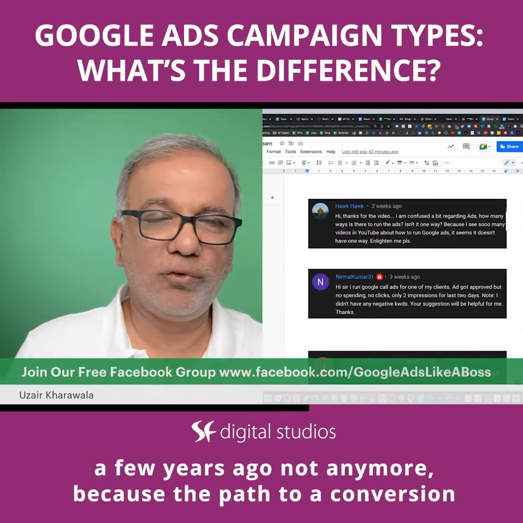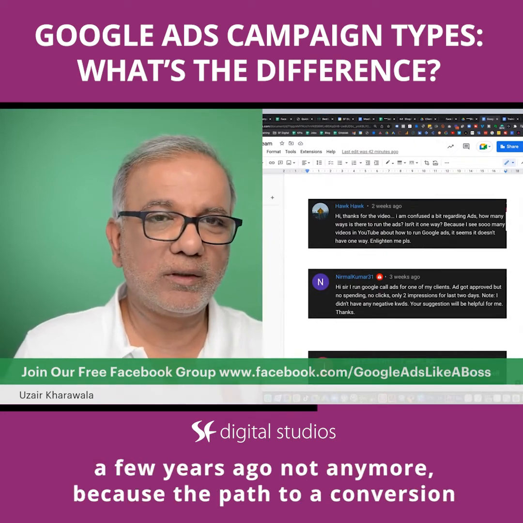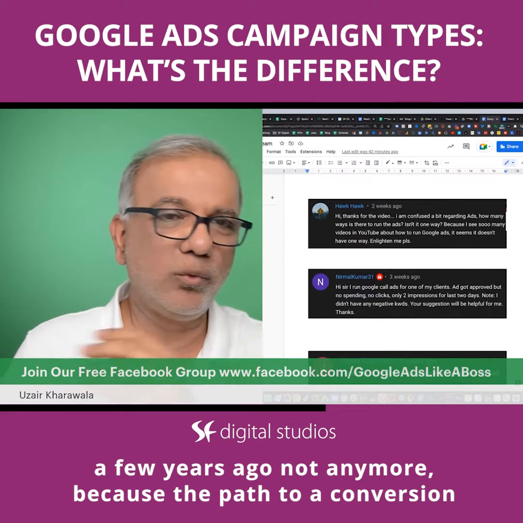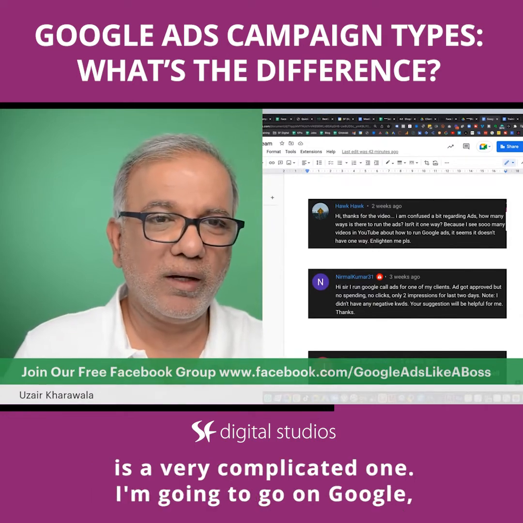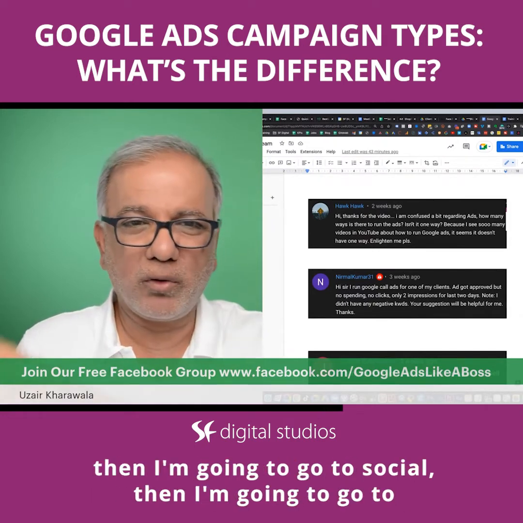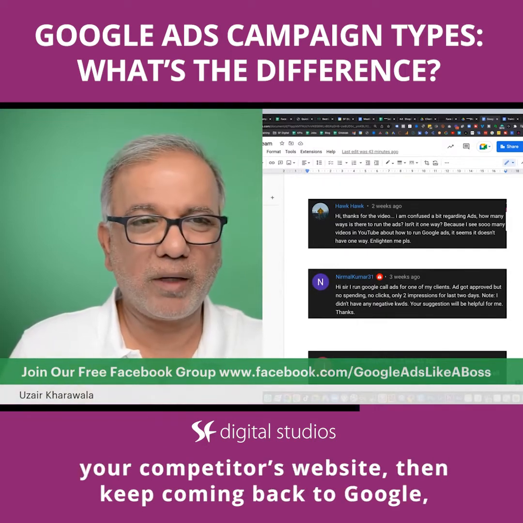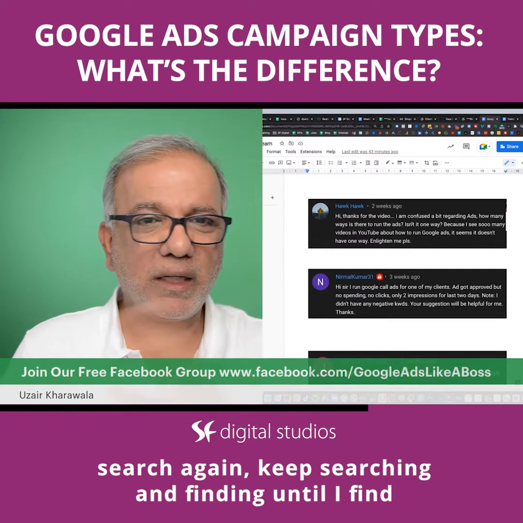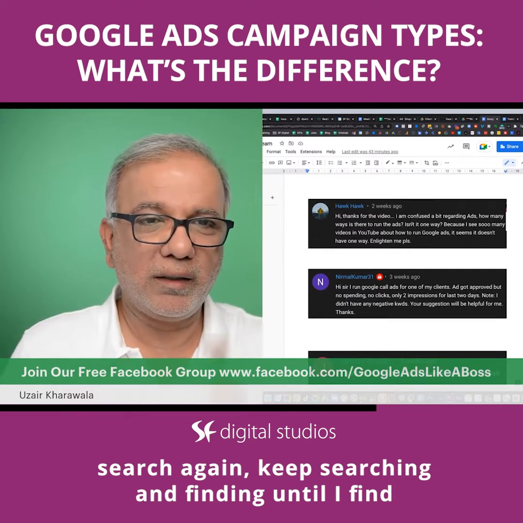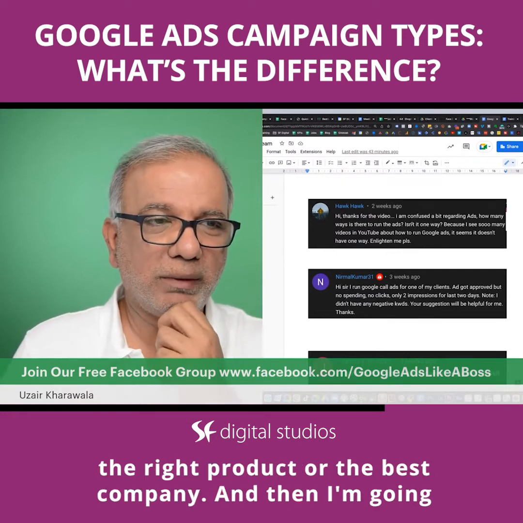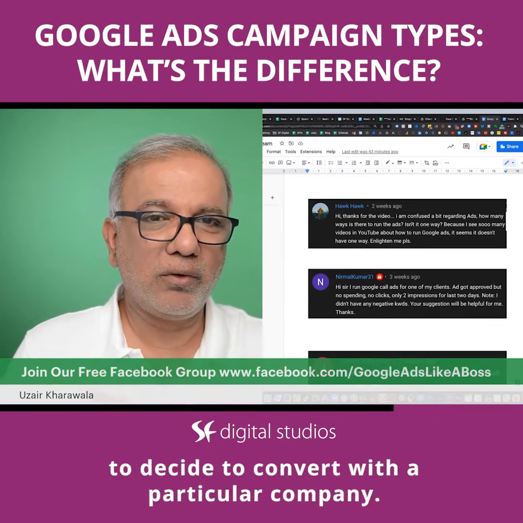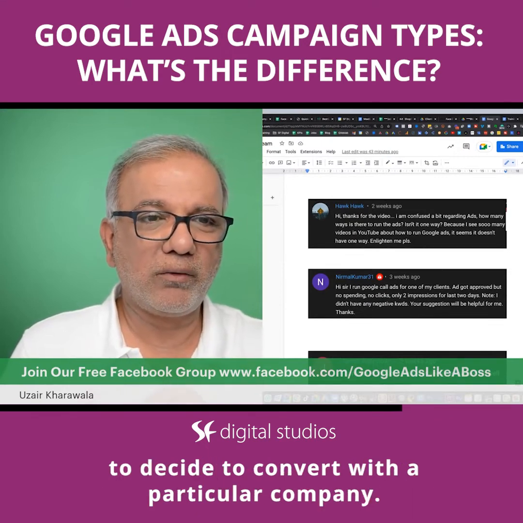That used to work a few years ago, not anymore, because the path to a conversion is a very complicated one. I'm going to go on Google, then I'm going to go on social, then I'm going to go to your competitor's website, then keep coming back to Google, search again, keep searching and finding until I find that right product or the best company. And then I'm going to decide to convert with a particular company.